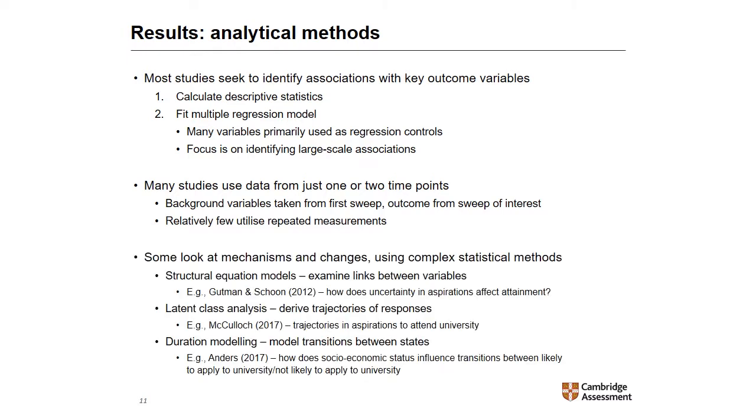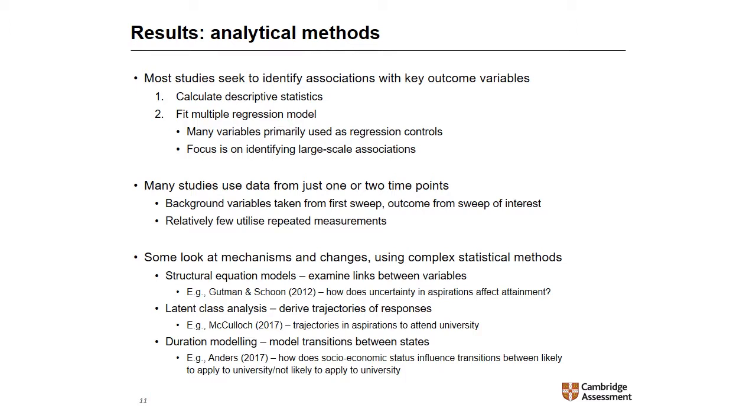Some studies did, however, use more complex aspects of the data, and they used this to look at things like mechanisms underlying the associations or changes over time. But these did necessitate more complex statistical methods. So for example, structural equation models could be used to examine all the different interactions and links between multiple variables. So for example, Gutman and Schoen looked at how uncertainty and aspirations affected attainment.